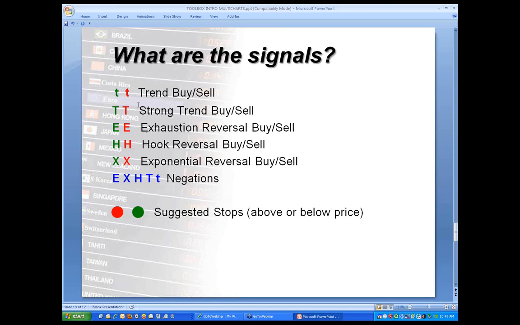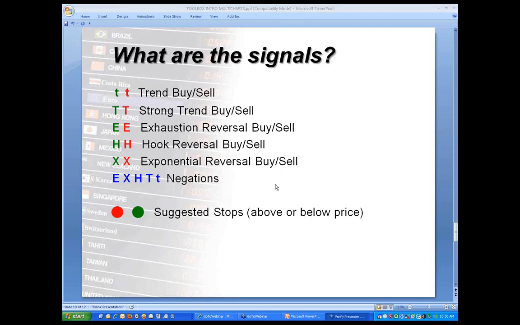And if any of these signals, the Toolbox thinks they might be a little early, might want to be careful, it's going to show up as a blue E, X, H, T, or T on the next few bars. Also, the system will generate suggested stops, and I'm going to show you the value of those in just a minute. So let's go ahead and get to charts.